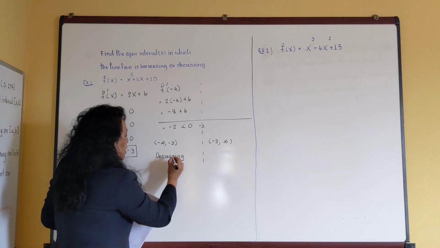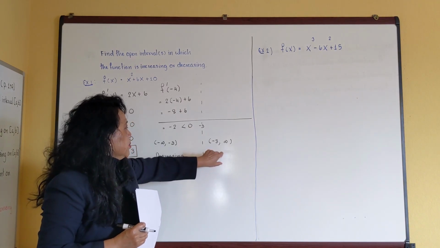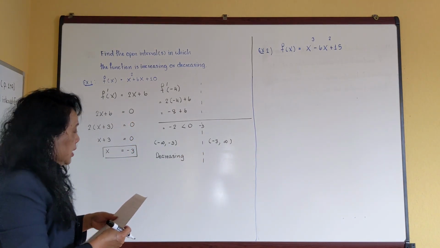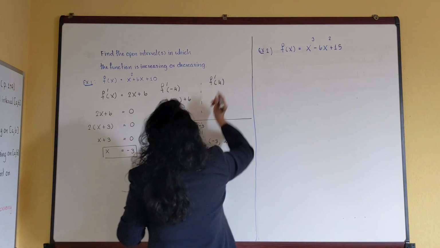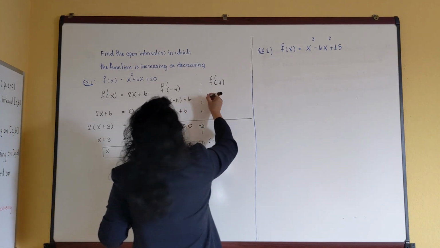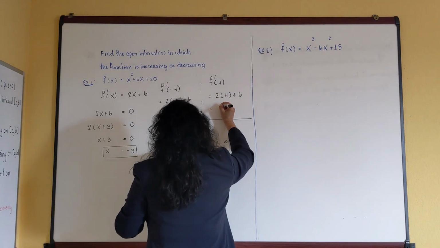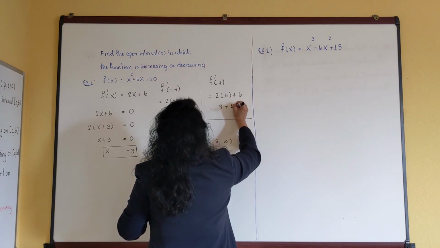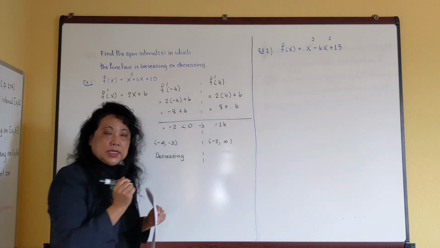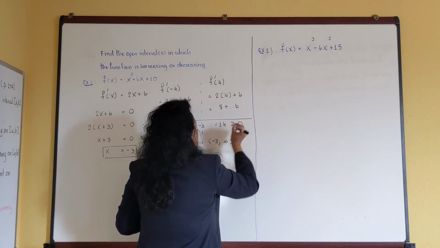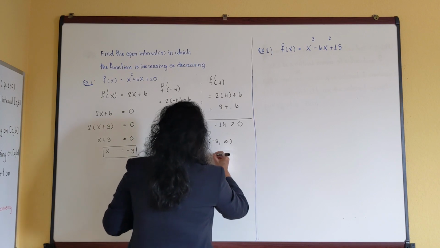Now let's look at the right-hand side. I have to pick a number. You can pick any number; pick the easy one for you. I'm picking x equal to 4. So f prime of 4, substitute in this function. I will have 2 times 4 plus 6. That is 8 plus 6, which is 14. 14 is positive, which means the interval from negative 3 to infinity is increasing.